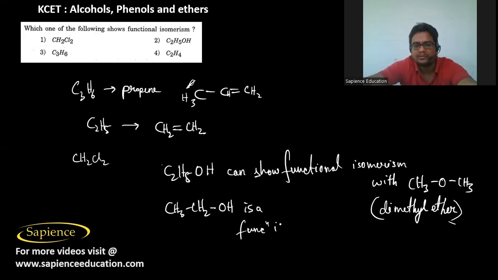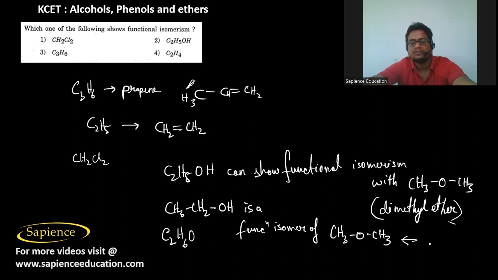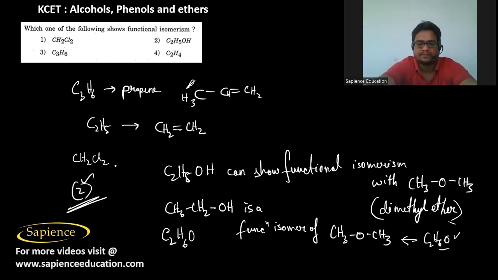It is a functional isomer of methoxy methane or dimethyl ether, and their molecular formula will be the same. For ethanol the molecular formula is C2H6O, and in case of dimethyl ether also the molecular formula is C2H6O. So it means option 2 is the correct answer.